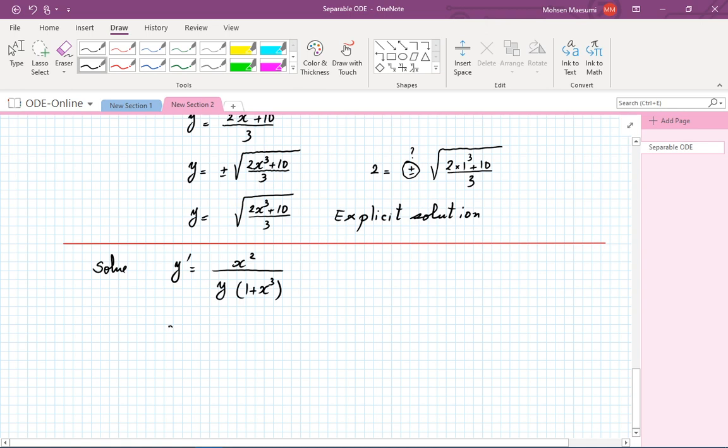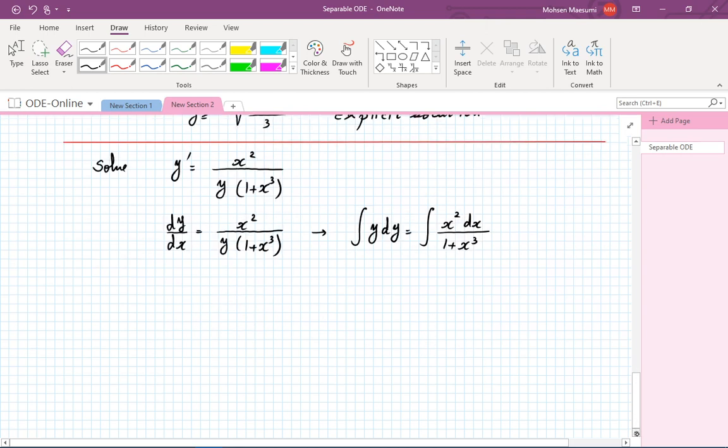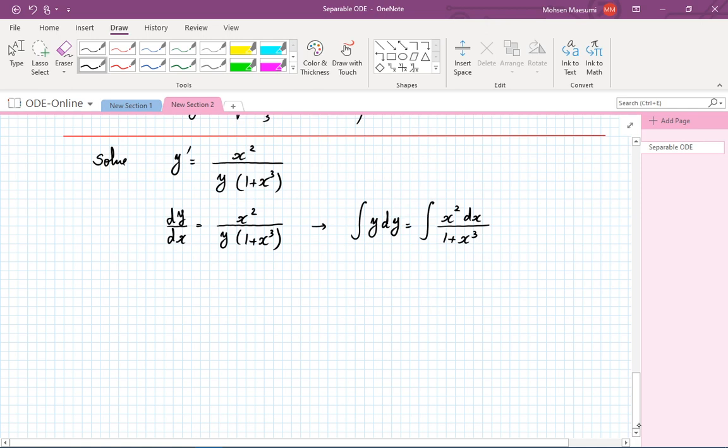Well, by now we are familiar with the steps. This is to be replaced by dy/dx, and here I have my right hand side. I just copy y times (1 plus x cubed). Commonly it's very obvious as to what to do, so I multiply by y here really. So I have y dy is equal to x squared dx over (1 plus x cubed), and all that is left to do is to integrate both sides. By now we learned we just put the constant on one side.